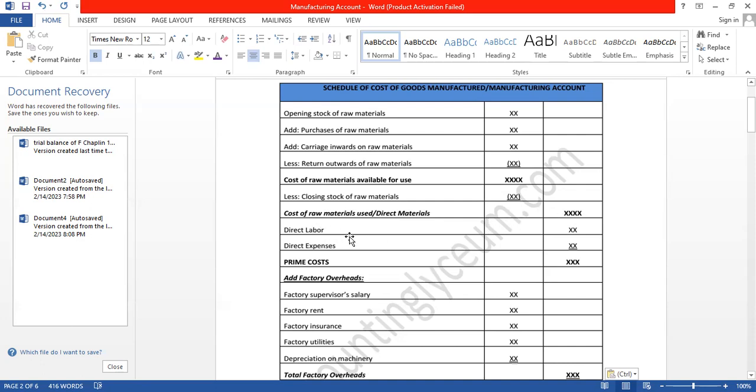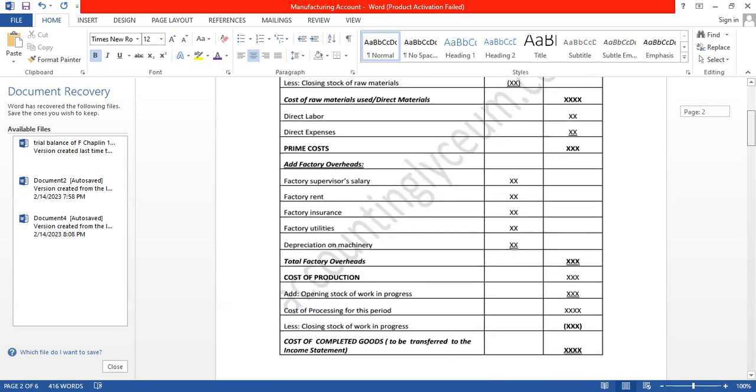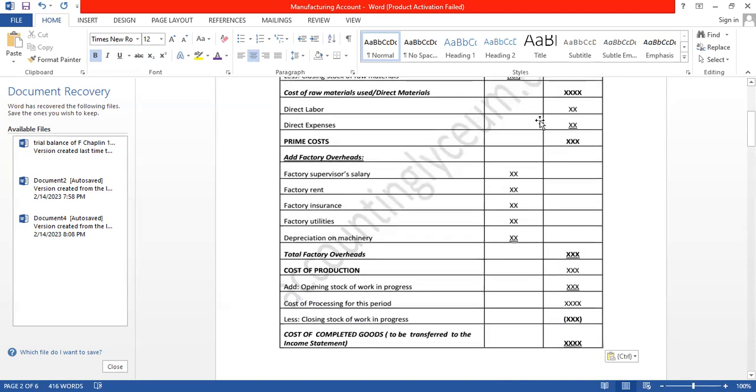Next, you will have direct labor. Now, all of these, where you will get these information from, or these transactions from, is the list of information that is provided in the question itself. Let's continue with the format though. We scroll down. So direct labor is where we're at, and we're going to put that amount in the second column.